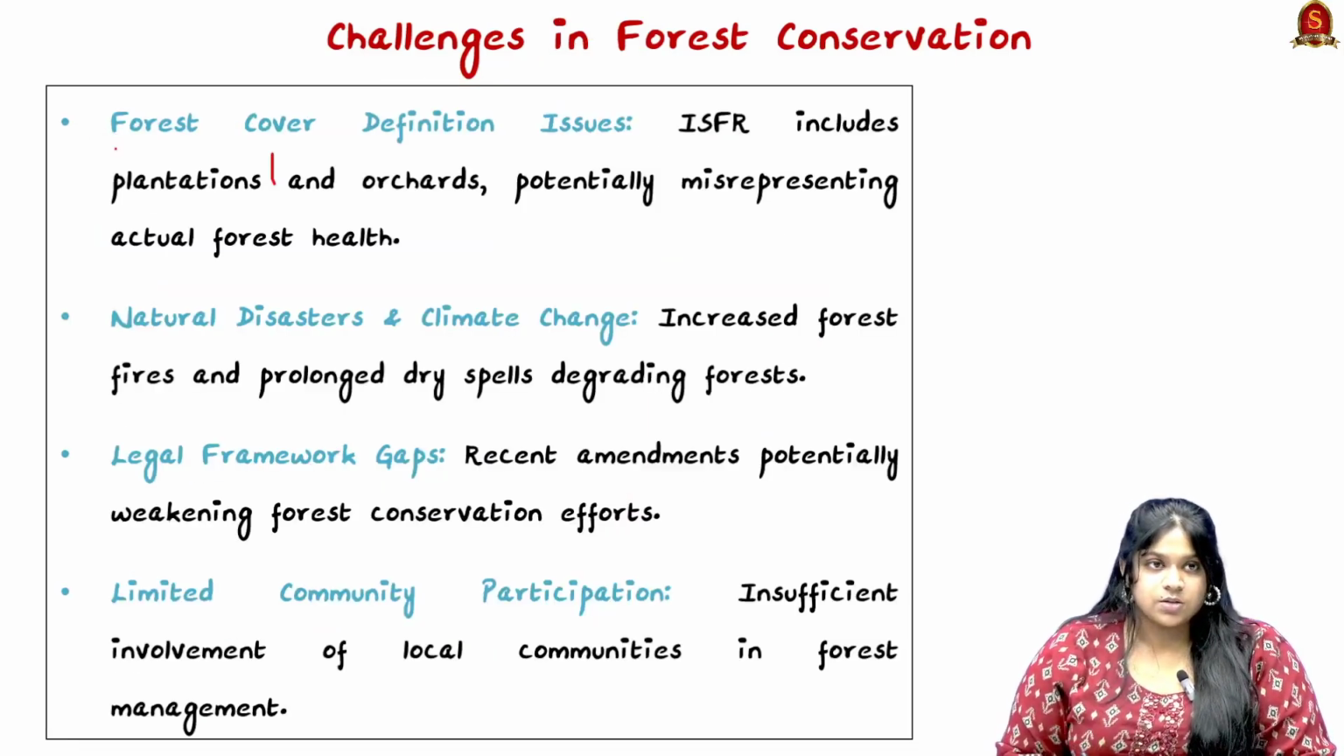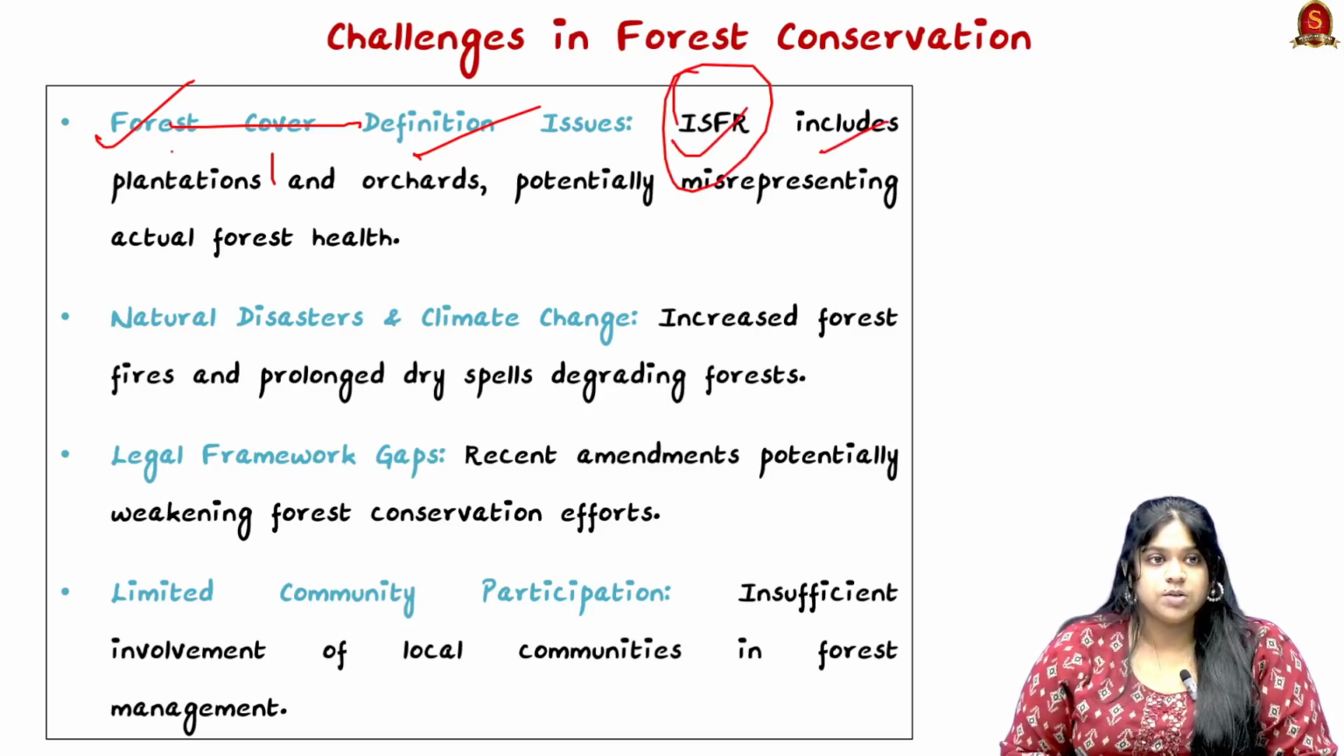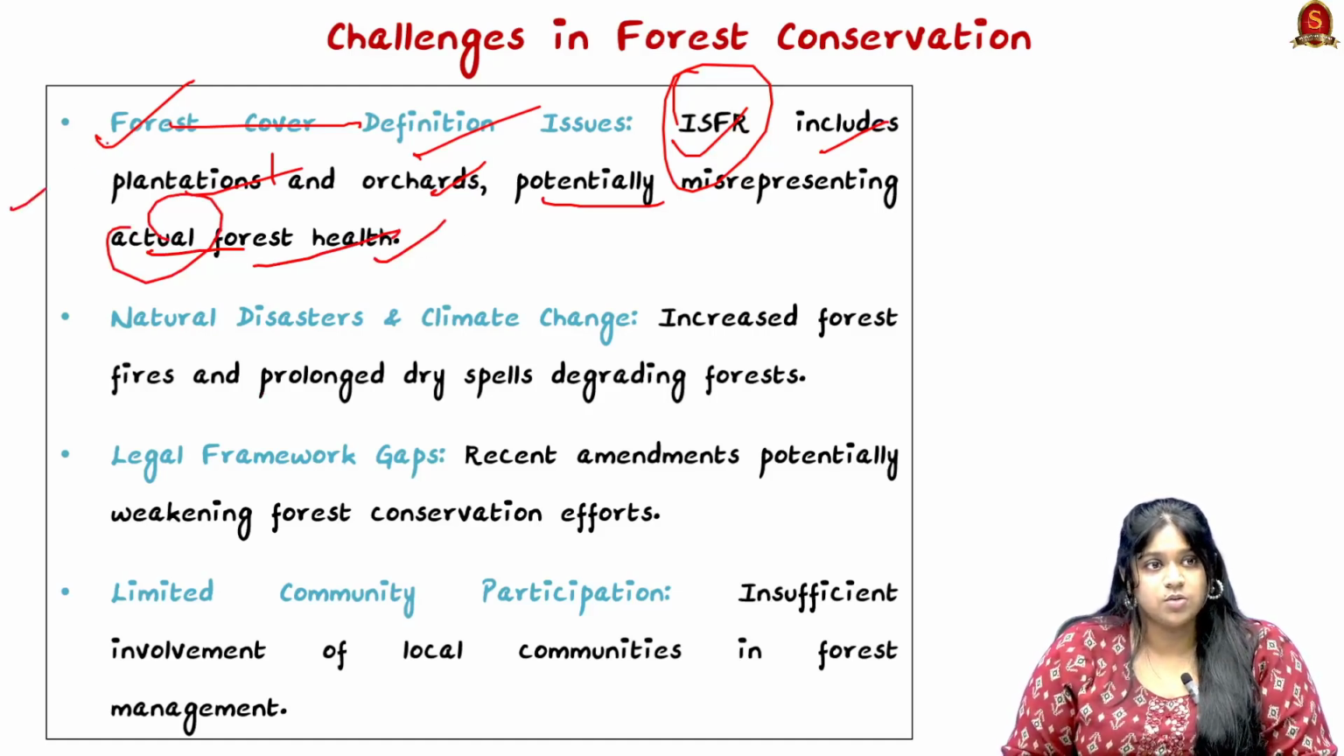So there are also challenges when it comes to the forest cover definition issue. So we have seen the definition here. The India State of Forest Report includes plantations and orchards also. So it potentially brings in the misinterpretation of what actual forest health means and what actual forest cover means, since it includes everything such as plantations and orchards.